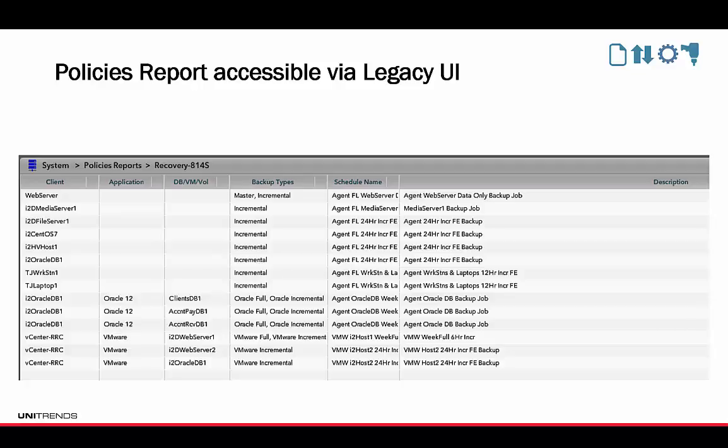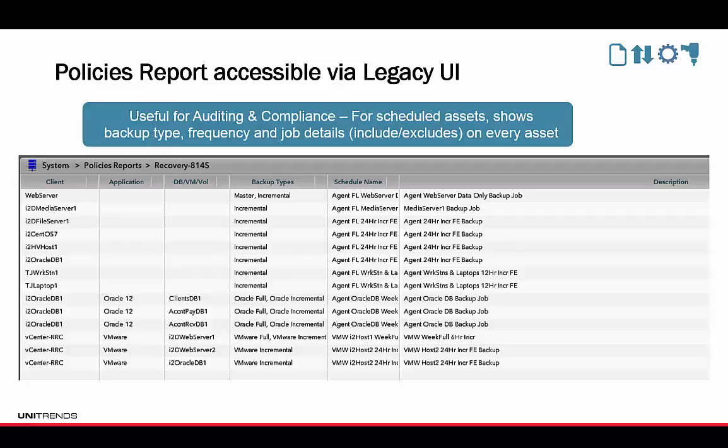It's a much cleaner version of each asset that has a schedule, what backup types are running against that asset, and the schedule name and details. It's very useful for auditing and compliance. It's for scheduled assets. And once again, it shows that backup type, the frequency, the job details, whether you have includes or excludes on your file level assets too. Great detail in this report, and it's not in the Satori UI yet.